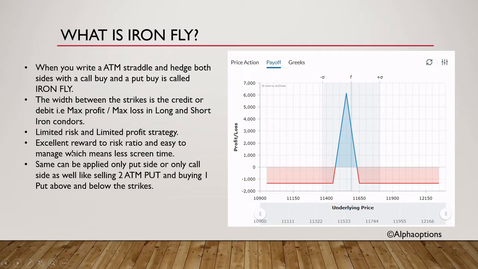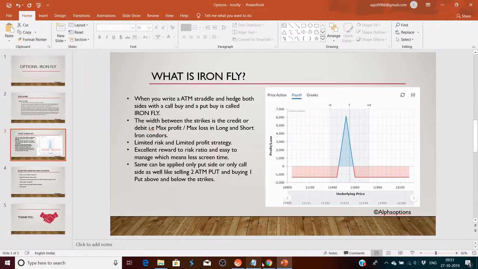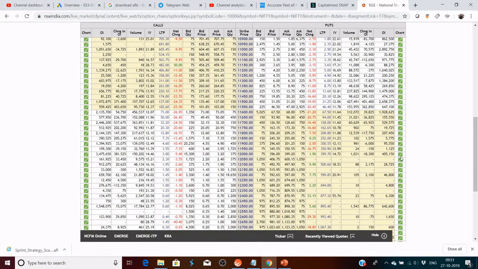This is a very interesting strategy with very limited risk and good profit, and you can easily apply this on any given day. Once you get the direction, you can change it to a directional iron fly. Before going to the rules, let's get onto the chart and see in actuality how it works.